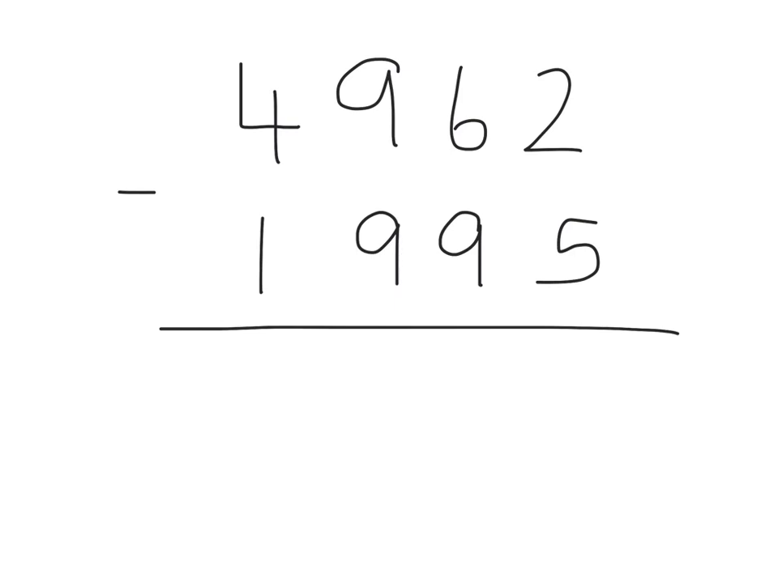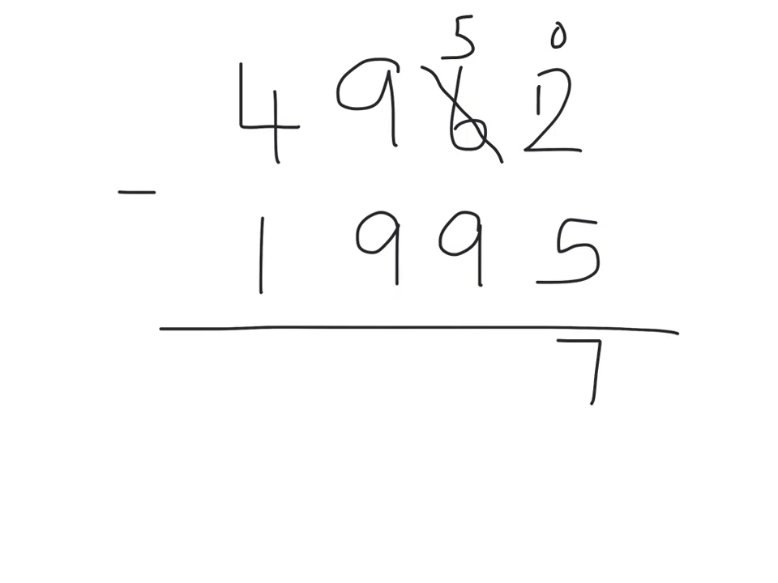The first thing I've done is I've lined up my numbers together. Now I can already see in my ones column that I'm going to need to trade. So 2 and 5, you can't take them away from each other. So I'm going to borrow from the tens column. I'm going to take 1 away from 6, and it's going to make 5, and I'm going to carry that 1 into the ones column. So now it's 12 take away 5, which is 7.